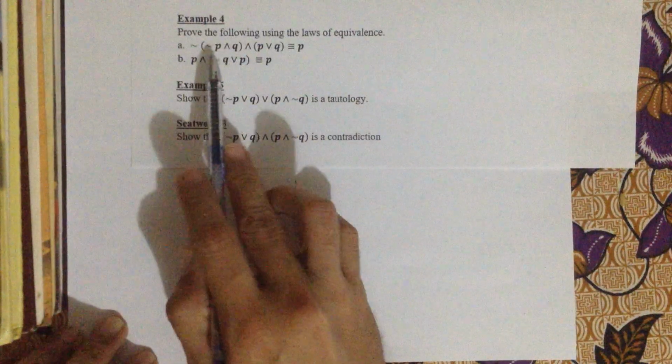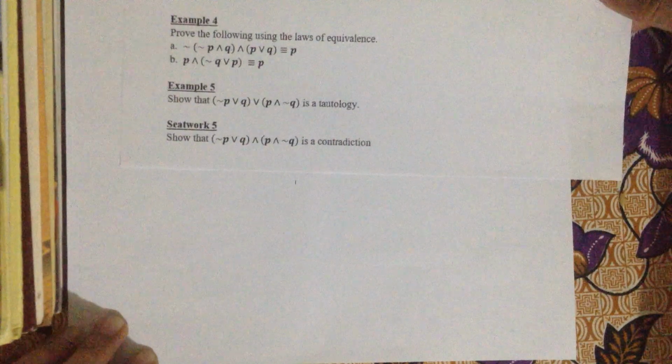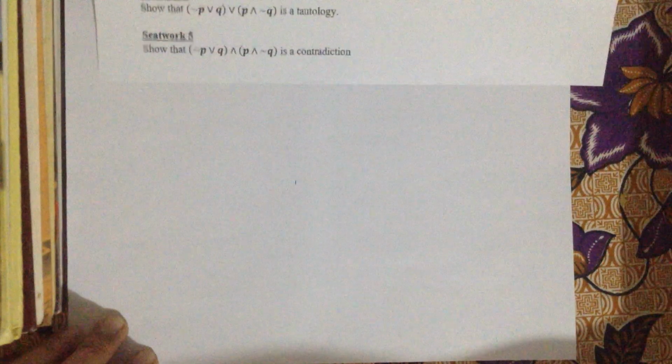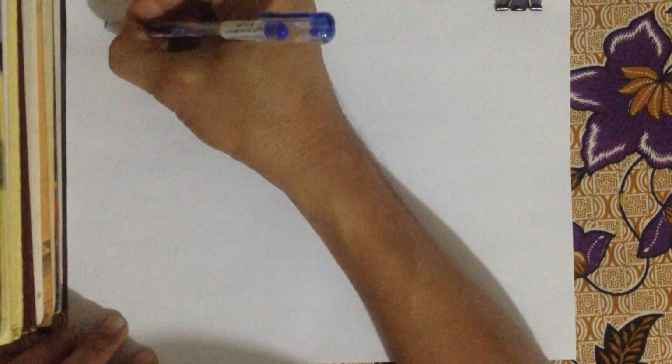It says we're going to prove that the two statements are equivalent. Normally we construct the truth table for that, no? But suppose we will use the laws of equivalence instead of the truth table. So let's try. For example, number 4, letter A.